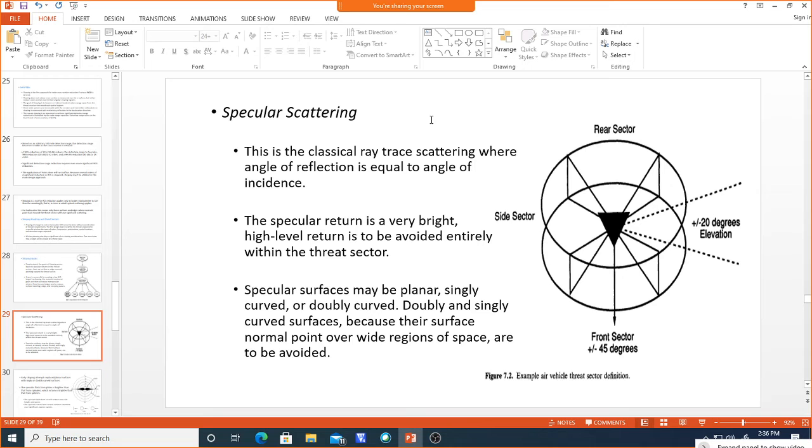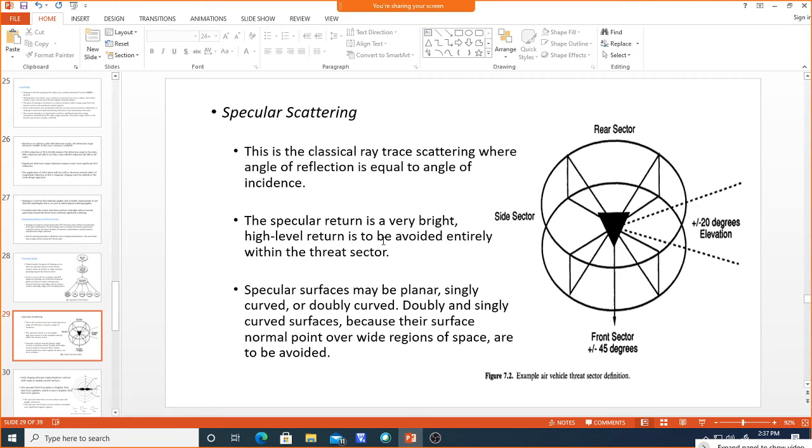So now what is meant by specular scattering, and how can we reduce it? This is the classical ray tracing scattering. Whatever the incident angle is, the same reflected angle will be there. So based on the incident angle and the reflected angle, we can trace the scattering energy, or whatever reflection is coming from. So this is a classical ray trace, where scattering takes place and the angle of reflection is equal to the angle of incidence. You can see, if you have a 20 degree angle of incidence, the reflection also comes at exactly 20 degrees angle of reflection. So the specular return is very bright.